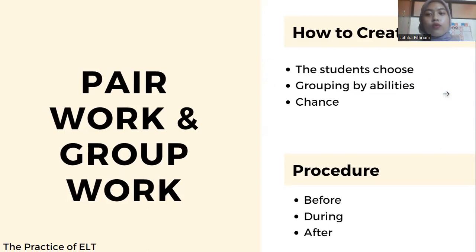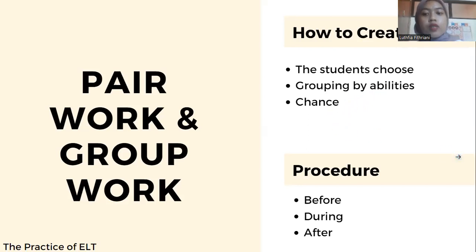The second is grouping by abilities. In this type, the teacher puts the students with the same level of proficiency in one group. This type of grouping gives the teacher an opportunity to give special help to a group of weaker students, and gives the strongest group an opportunity to be autonomous learners. The third is chance. This can be done by asking the students to make a group with a friend next to them.